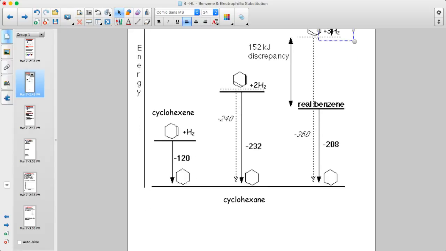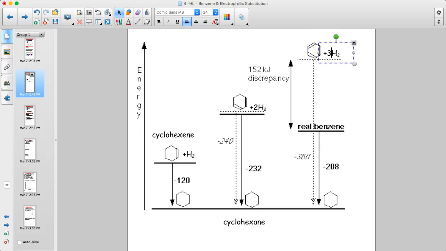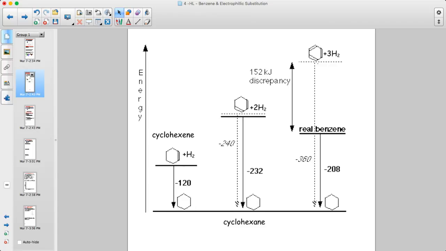But in fact, when they are able to add 3 hydrogens to benzene, what they see instead is that the change is way, way smaller than that. So it implies that there is a real stability, that the actual benzene has a much lower starting potential energy, because the change to get down to cyclohexane is significantly less, almost half as much as they would predict. And so that implies that that ring is lowering the potential energy of benzene.